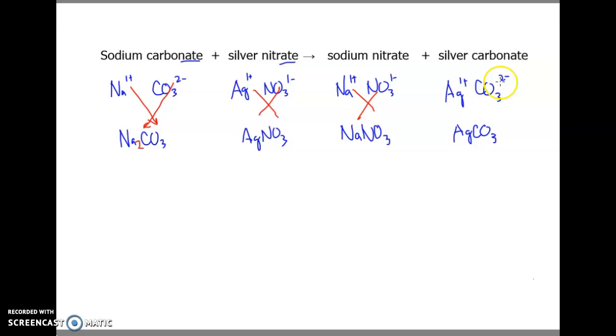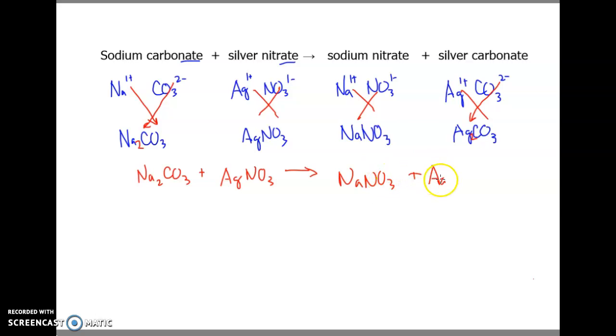And here, this 2 is going to go down here, and this is going to be a 1, and I do not have to write it. So we get Na2CO3 plus AgNO3 yielding NaNO3 plus Ag2CO3. And if you put this into Moodle, I'll have the arrows in there and the plus signs.